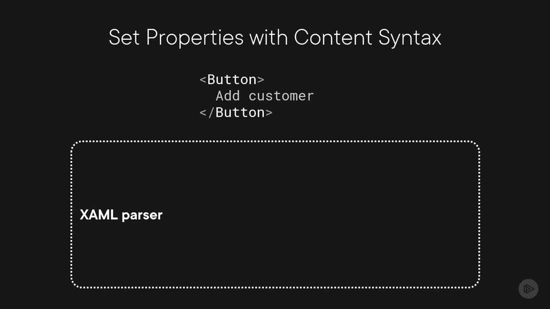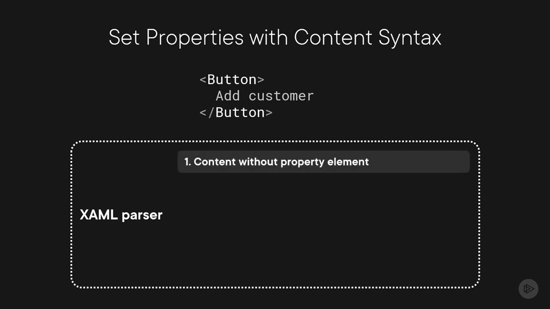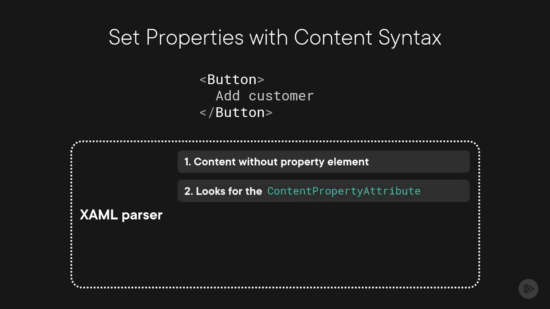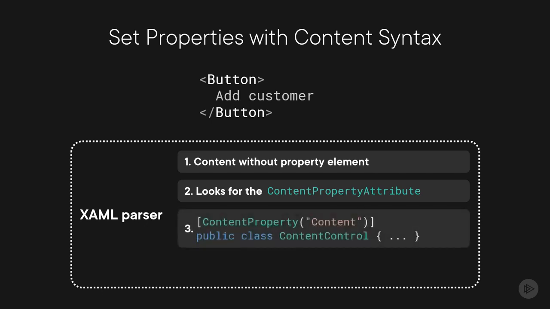Now, when the XAML parser sees this button, it notices that the button element has content directly inside. The content is not assigned to a property by using a property element. This means that the XAML parser needs to find out to which property it should assign that content. To do this, the XAML parser looks for the ContentProperty attribute. In our sample here, it looks for that attribute on the button class, as the button element contains the content. The XAML parser finds the ContentProperty attribute on the ContentControl class, which is a base class of button.